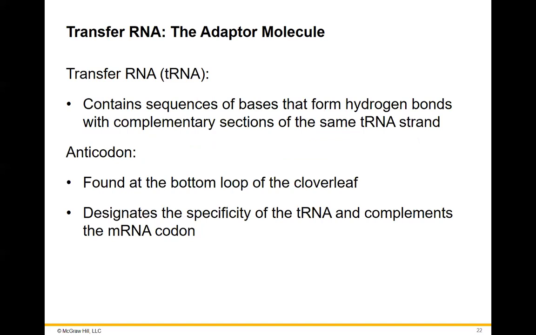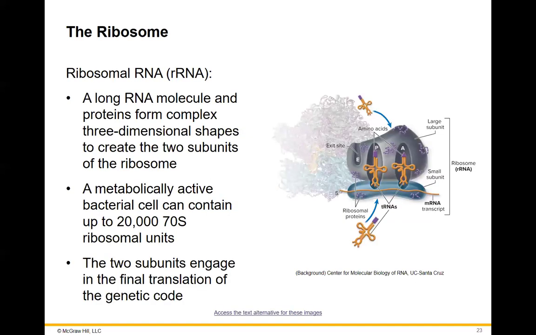Yeah, at the bottom of that, so it can match up with the messenger RNA and determine which amino acid's coming along. Ribosomes are made up of ribosomal RNA. I don't know what else to say about this. There is some protein involved in the shape too. That's really all we need to know.